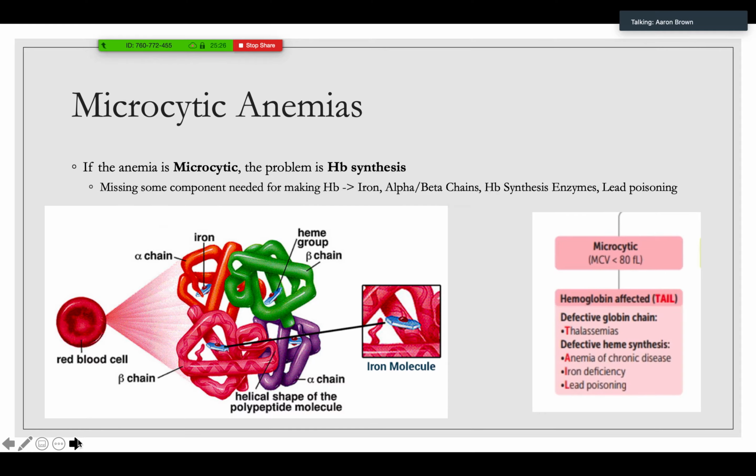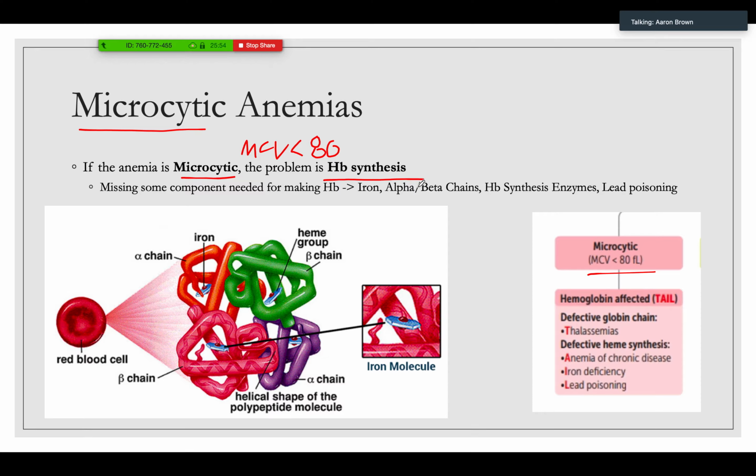Next. Now, let's move into our different types of anemias. We're going to start off with our microcytic anemia. Okay, if you have a microcytic anemia, meaning your MCV is less than 80, we said that the normal MCV is anywhere from 80 to 100. If your MCV is less than 80, the problem is hemoglobin synthesis. Always. Always. The problem is hemoglobin synthesis.